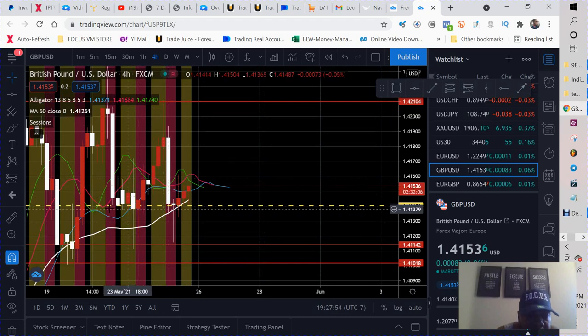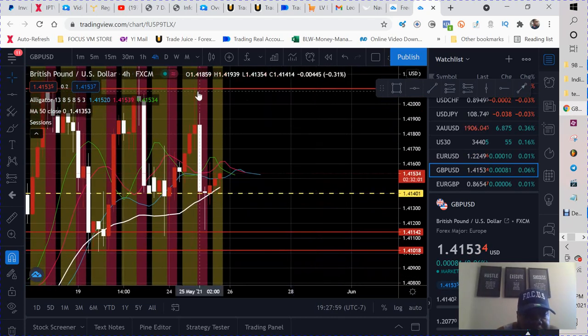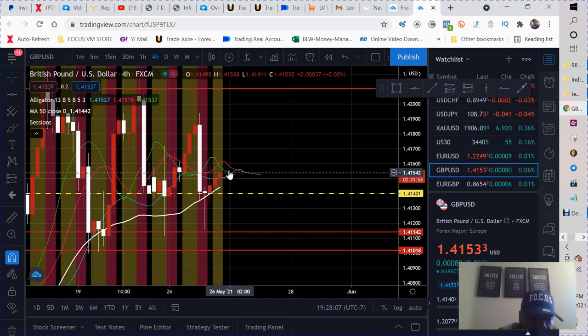All right, so as you can see, once again, just like it was shown, we had our nice little high, came, rejection, nice little push to the downside, right? Rejection, came back up, now back in an uptrend at the moment on the 4-hour, all right?